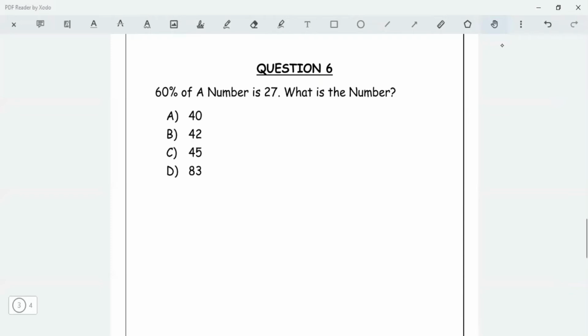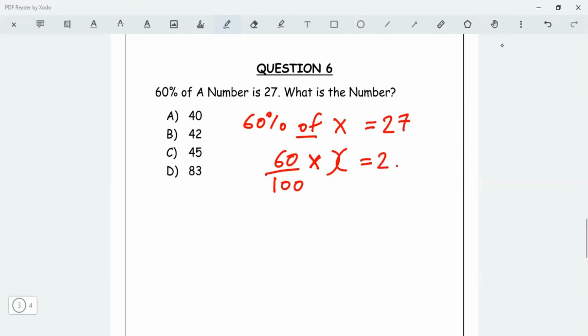Now let's have a look at question 6. Please pause and attempt. It says 60% of a number is 27. What is the number? If 60% of a number is 27, right? We don't know what the number is, but 60%. So let's call the number x. 60% of x is equal to 27. What is x? Now remember, 60% is 60 out of 100. The word of means multiply. So you're saying 60 out of 100 multiplied by the unknown number x is equal to 27.